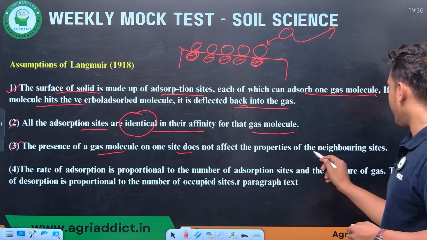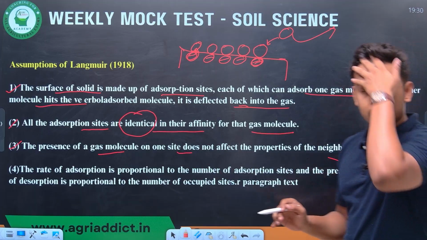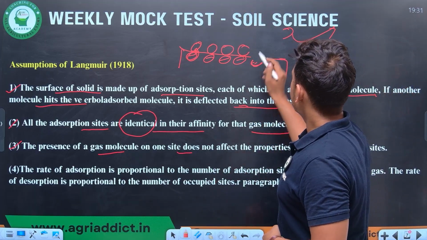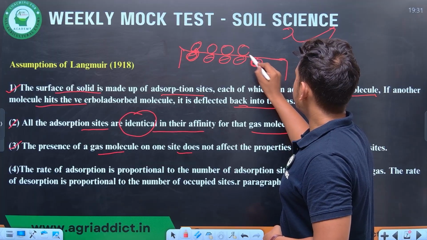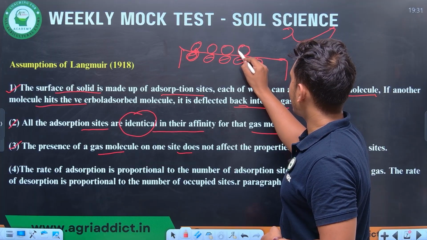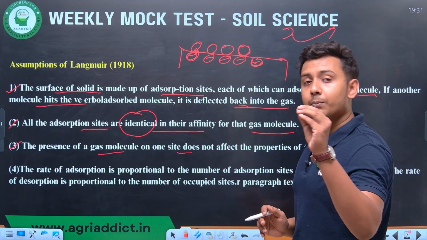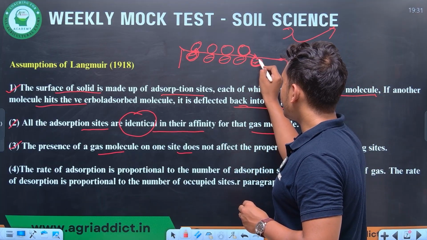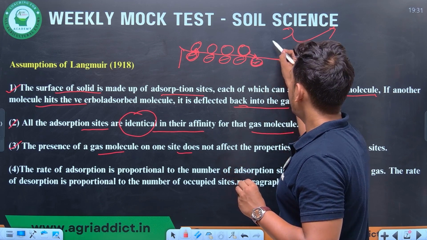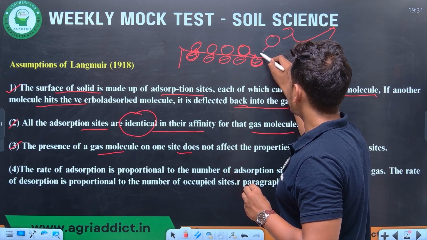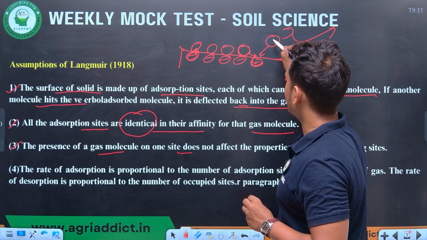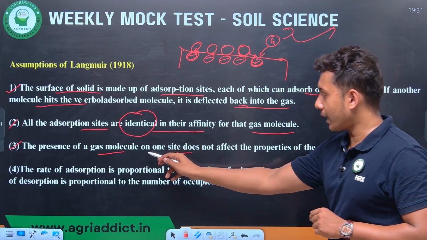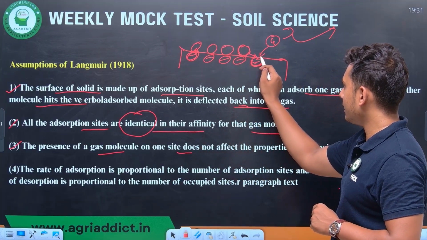The third assumption is that the presence of a gas molecule on a site does not affect the properties of the neighboring sites. So whenever an adsorption site has a gas molecule present, it will not affect the neighboring site, which can easily adsorb another gas molecule. So the presence of a gas molecule on one site does not affect the other neighboring sites.